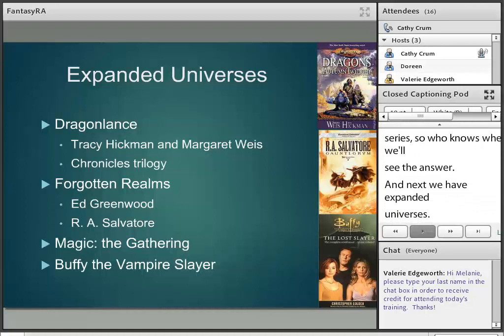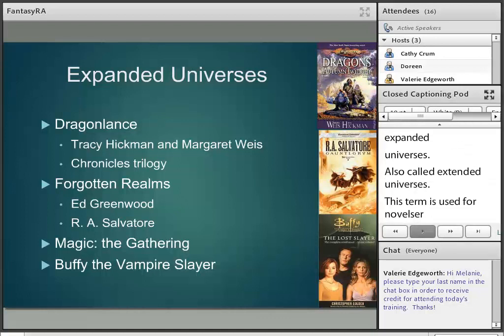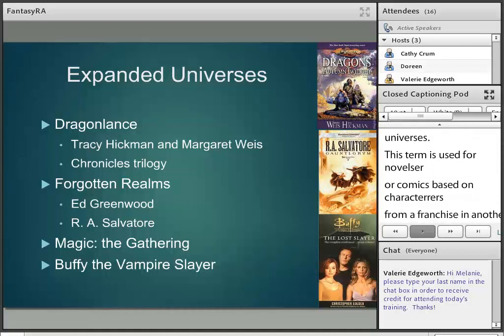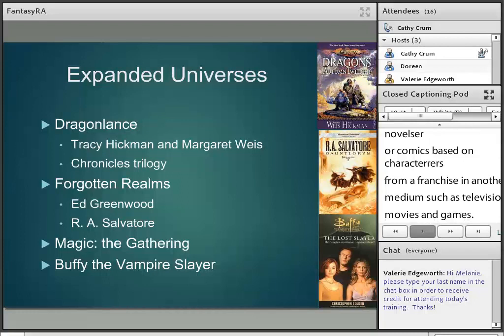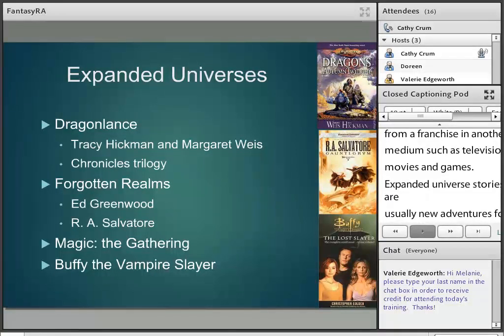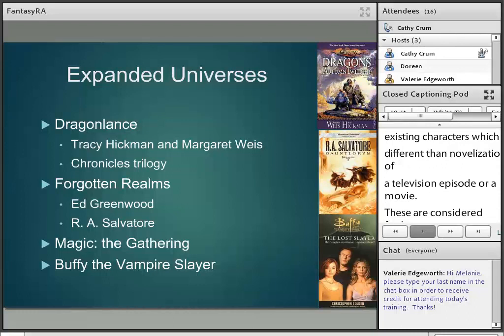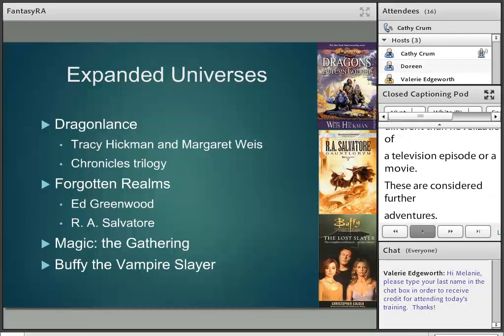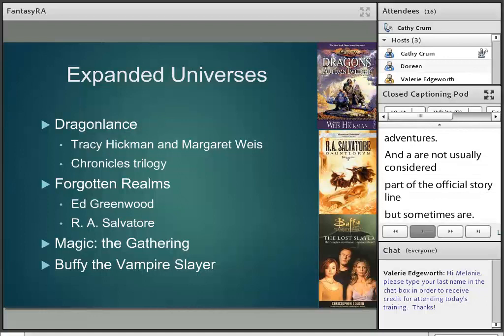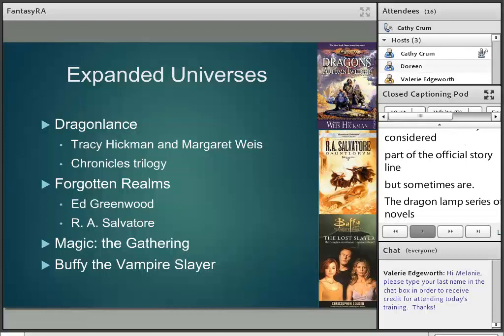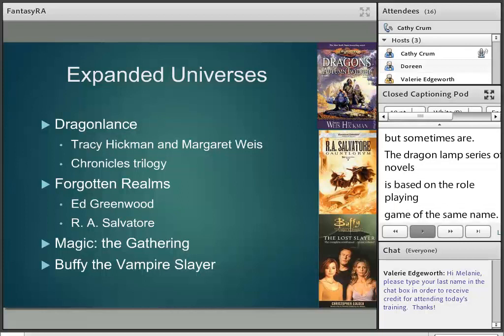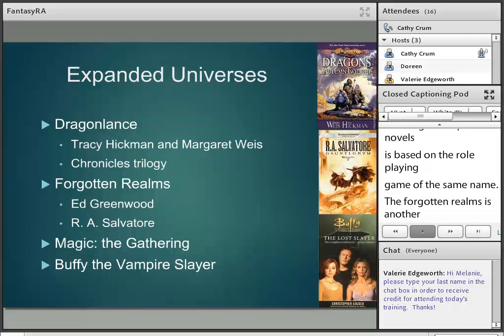Next, we have expanded universes, also called extended universes. This term is used for novels or comics based on characters from a franchise in another medium, such as television, movies, and games. Expanded universe stories are usually new adventures for existing characters, which is different than novelizations of a television episode or a movie. These are considered further adventures and are not usually considered canon or part of the official storyline, but sometimes are.